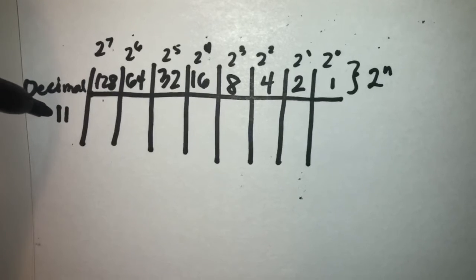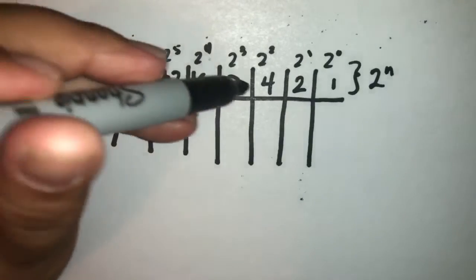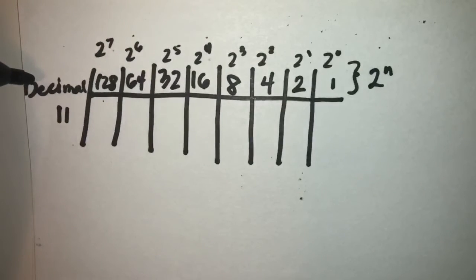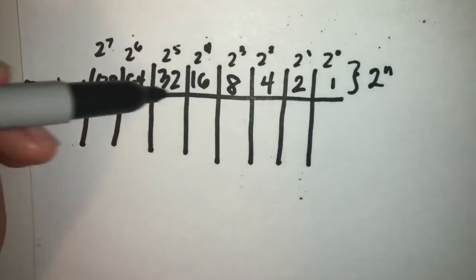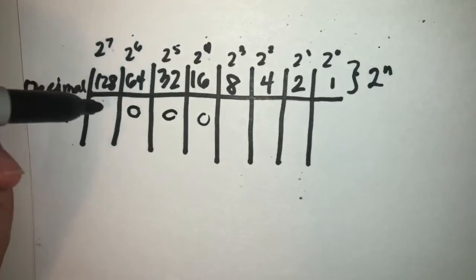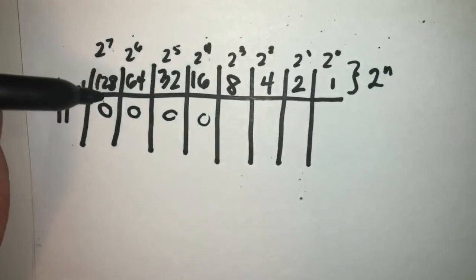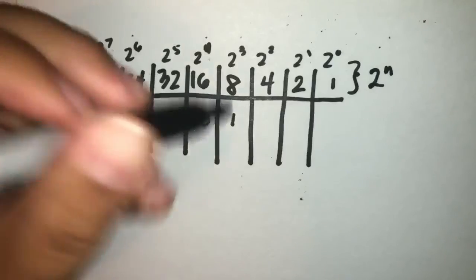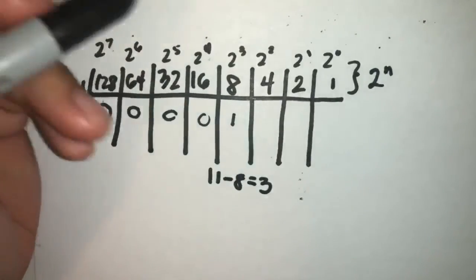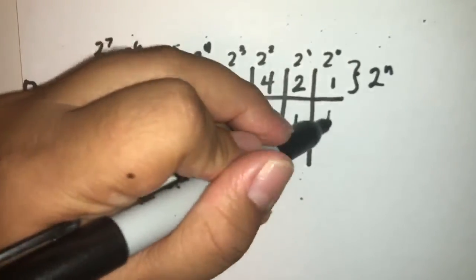Say you want to encode 11. In order to encode 11, you turn off and on the decimal numbers that add up to 11. For example, we know that the numbers greater than 11 should be turned off. Starting from the remaining highest number, which is 8, we find the remainder by subtracting 11 minus 8, which gives us 3. So we turn on 8 and 2 and 1 to get 11.